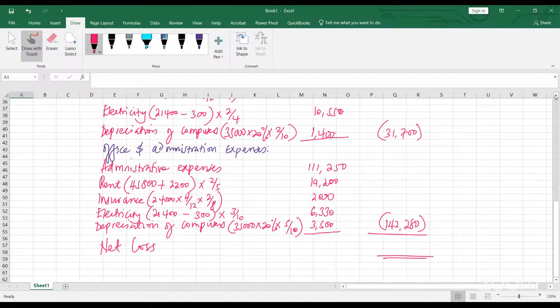Is it 11,0580? No, it can't be that. Remember, the gross loss is a negative already. Don't forget.